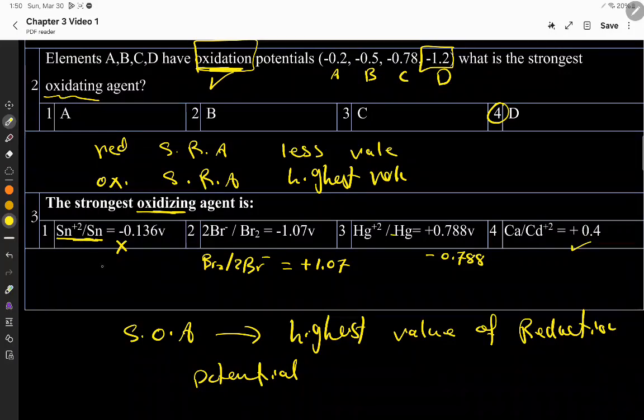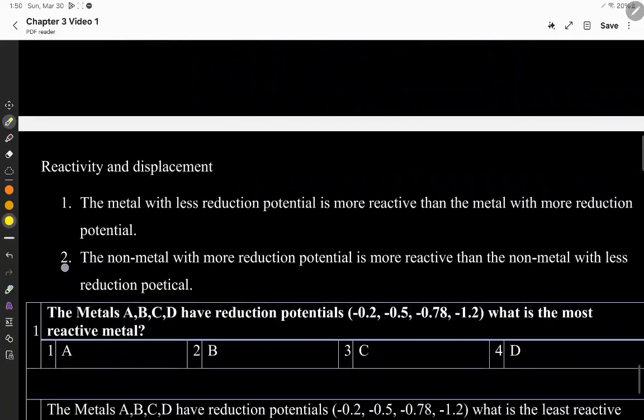Now we have, this is a reduction potential. This is a reduction potential. This is a reduction potential. We flip the sign. This is a reduction potential. Which of them has the highest value? Is it this one, number 2, because it is positive 1.07. So this is the correct answer.